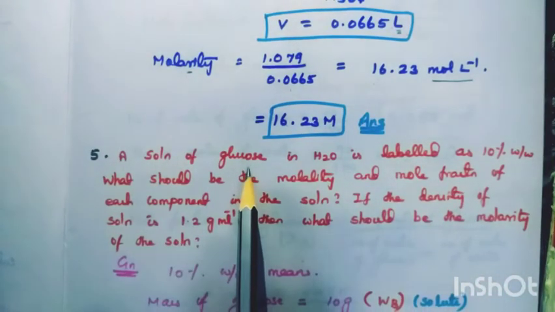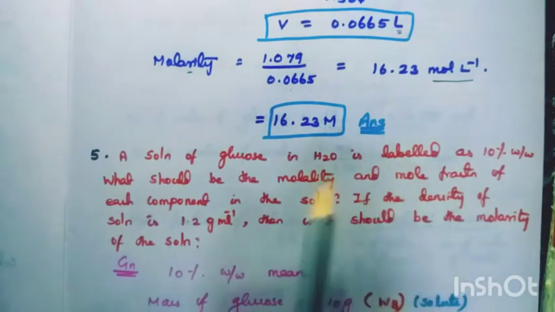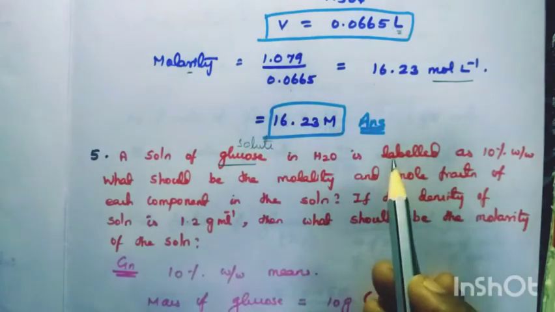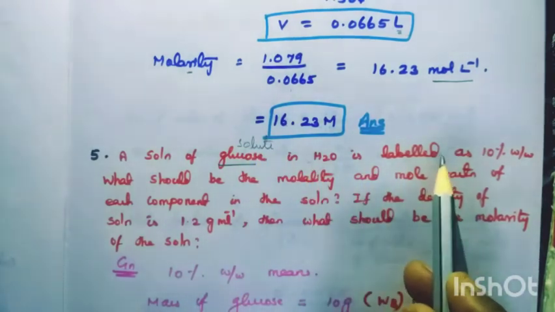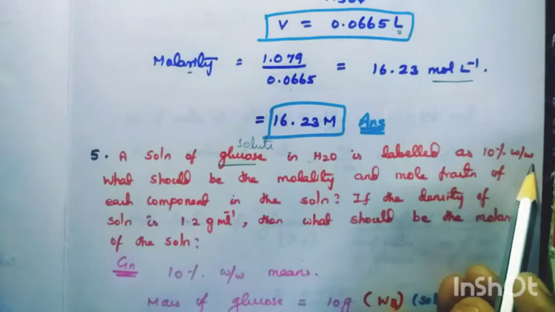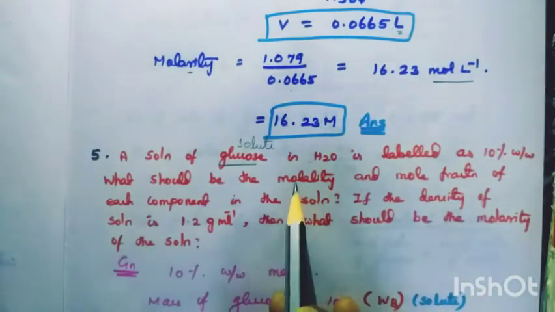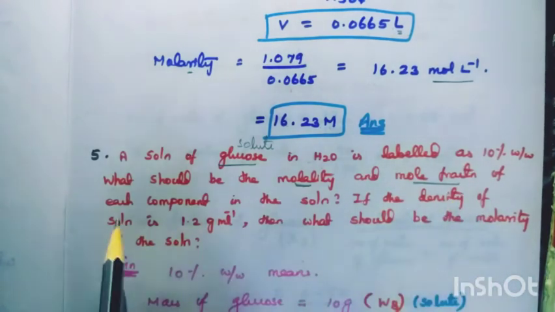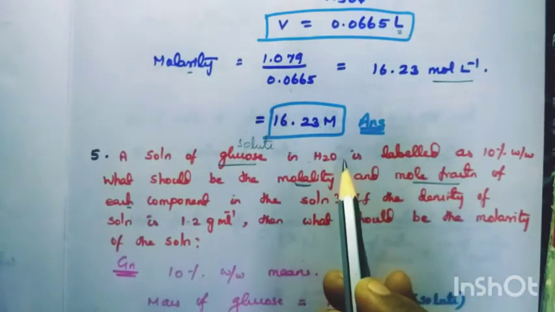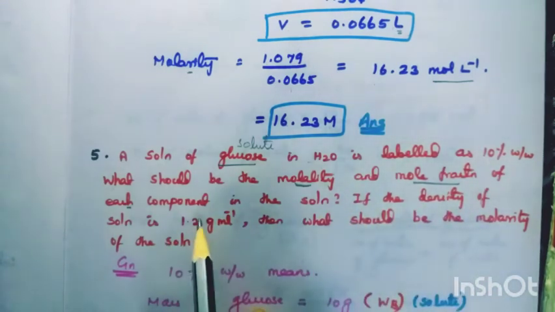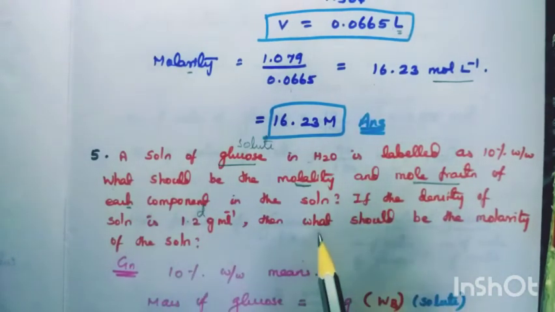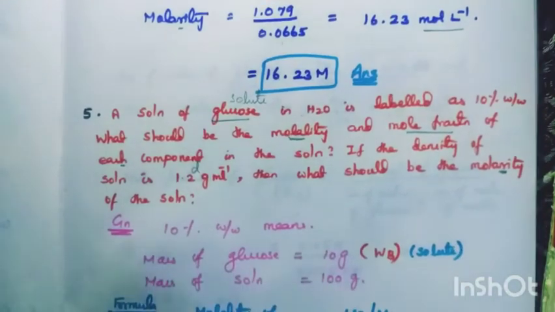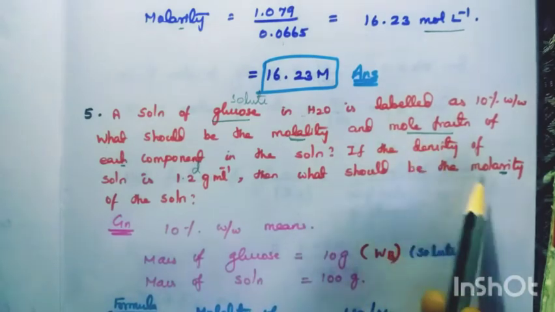A solution of glucose in water, that means glucose is the solute and water is the solvent, is labeled as 10% mass by mass. What should be the molality? Here it is molality. And you have to calculate the mole fraction of each component, glucose as well as water. If the density is given, then what should be the molarity? So we have to find molality, mole fraction and molarity.